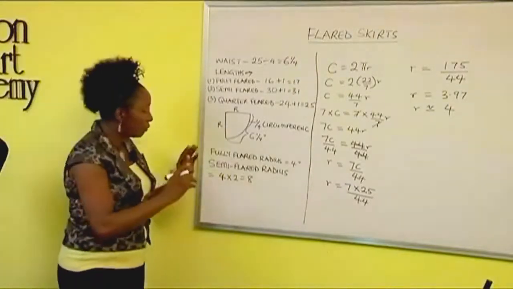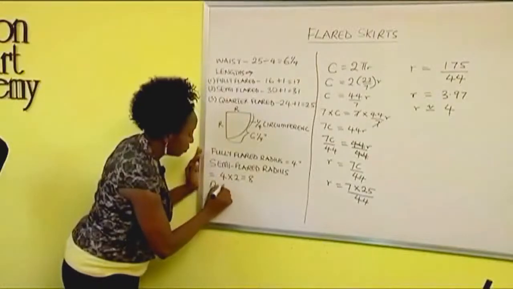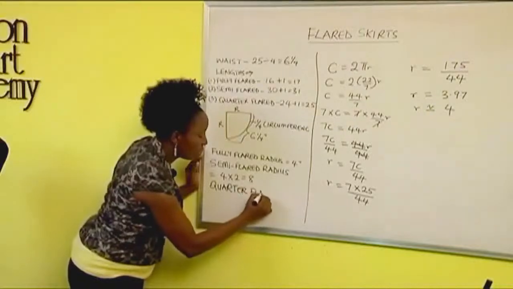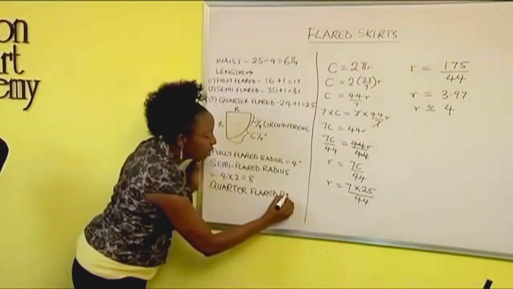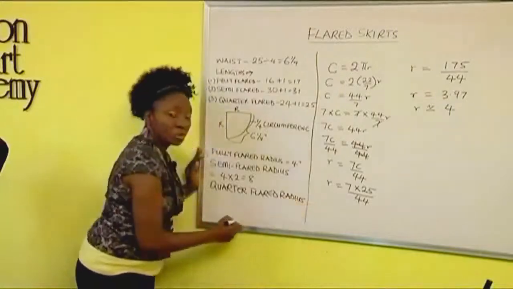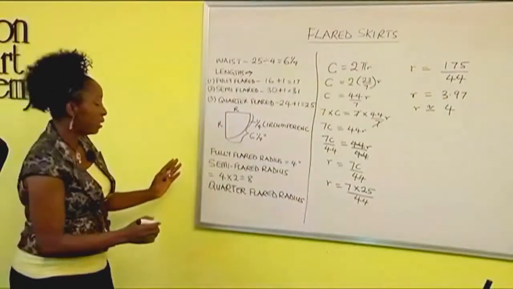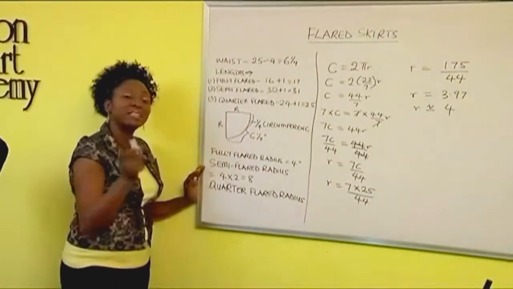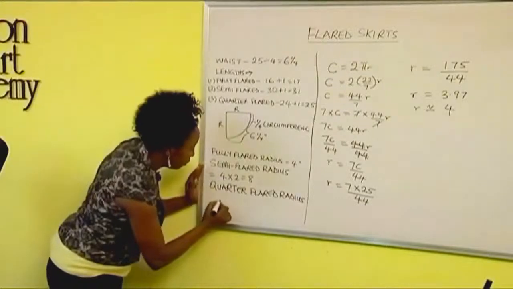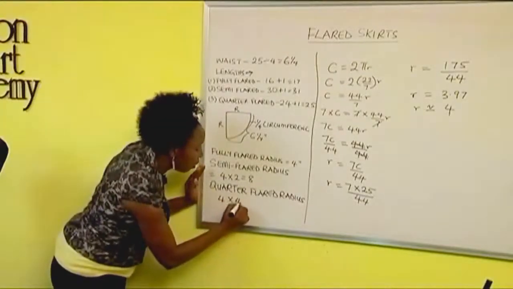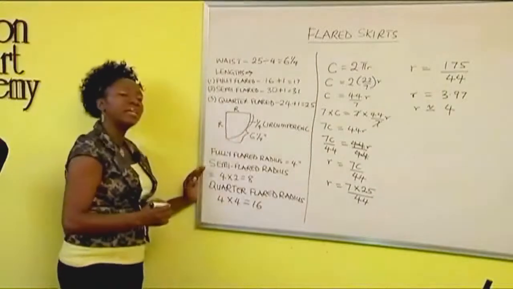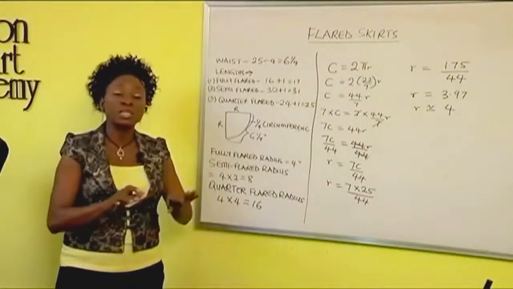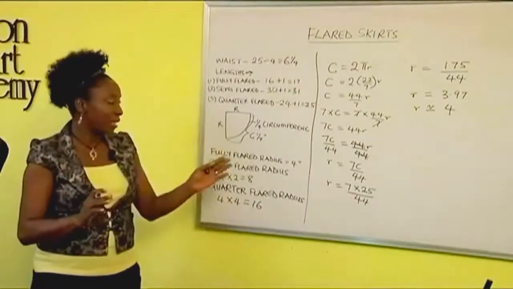Now let's look at our quarter flared. For our quarter flared radius, I'm sure you can guess what we're going to do because it's a quarter. We're going to take this same fully flared radius we have here and multiply it by 4. That would be 4 inches times 4, and that will give us 16 inches. Now, I would not fold my fabric at all. I will use it as single ply, just like that. And you can see the differences.